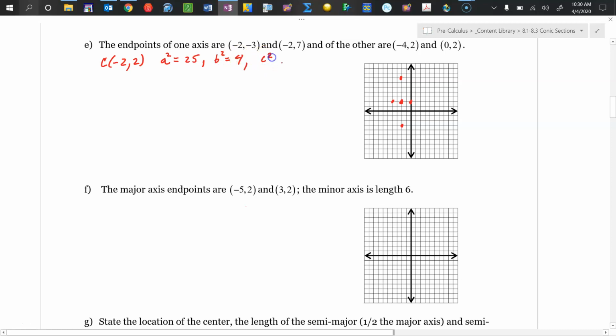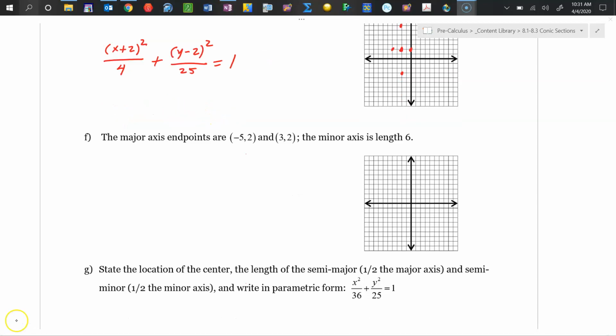And c squared plus b squared is equal to a squared. So c squared has to be equal to 21. Now we can write the equation of our ellipse. X plus 2 quantity squared over 4, it's longer in the vertical direction, plus y minus 2 quantity squared over 25 is equal to 1. All right, one more like that, and then we're going to go on and practice with completing the square.